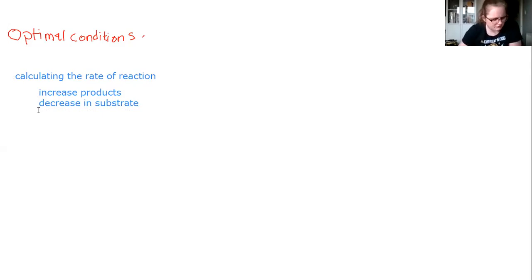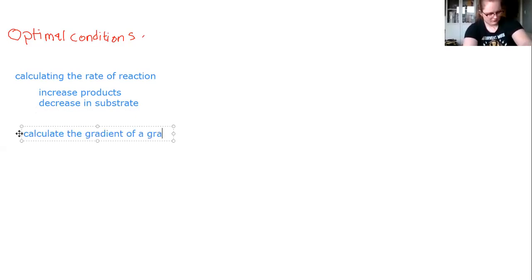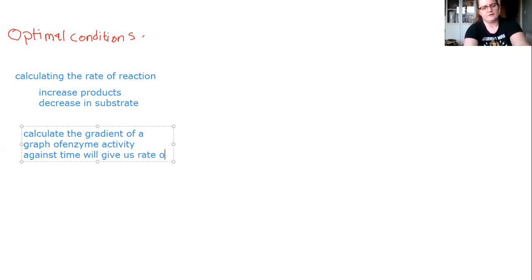What we can do is when we have those graphs, we can actually calculate the gradient of a graph of enzyme activity against time, and that will give us the rate of reaction in AU, and AU being arbitrary units. So if we're able to calculate the gradient of a graph of enzyme activity against time, that will give us rate of reaction in AU, arbitrary units.